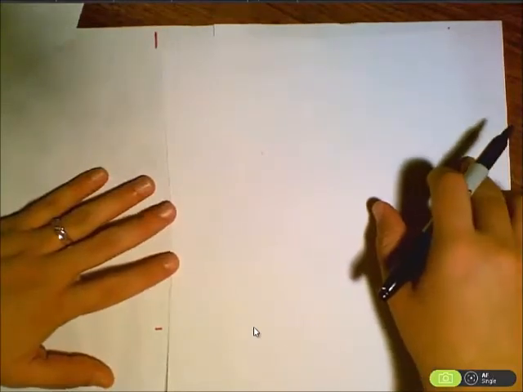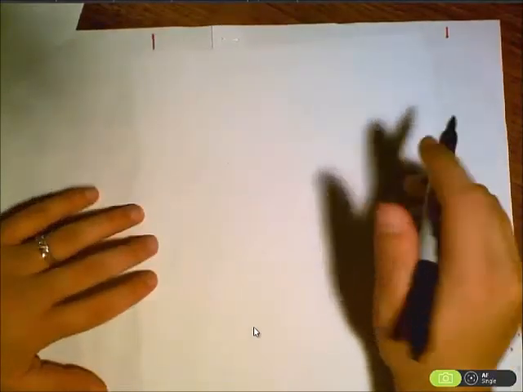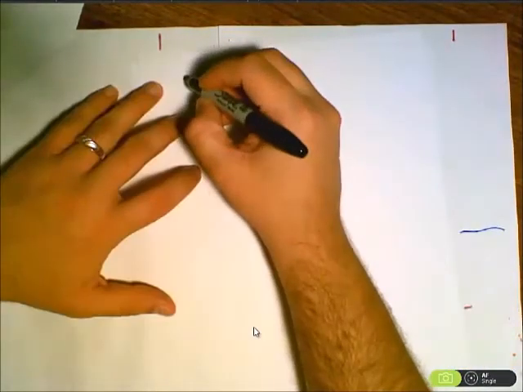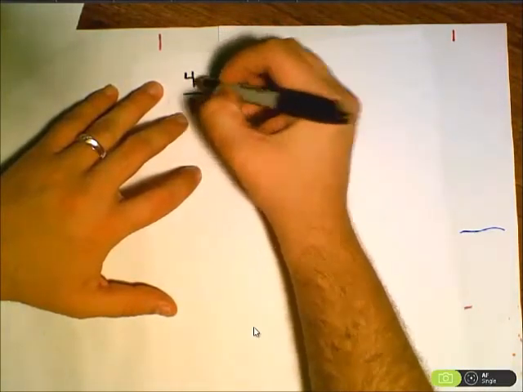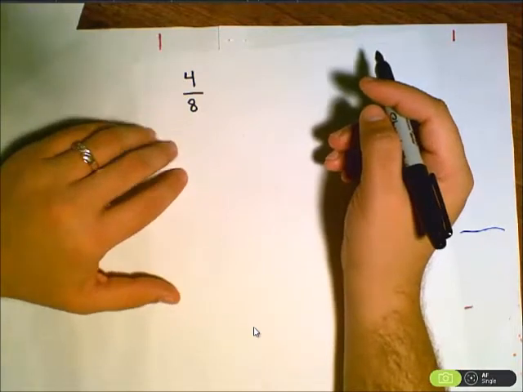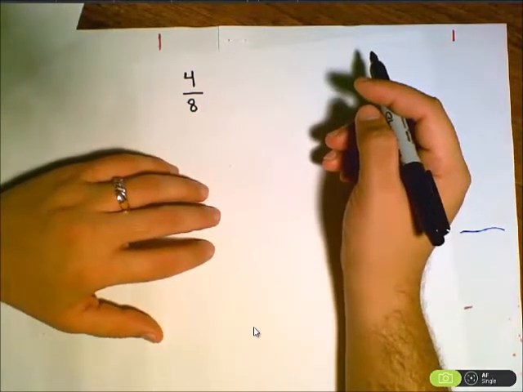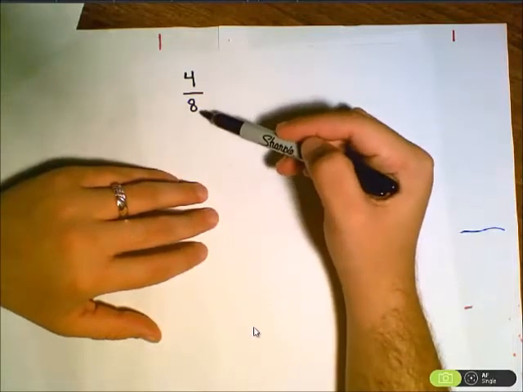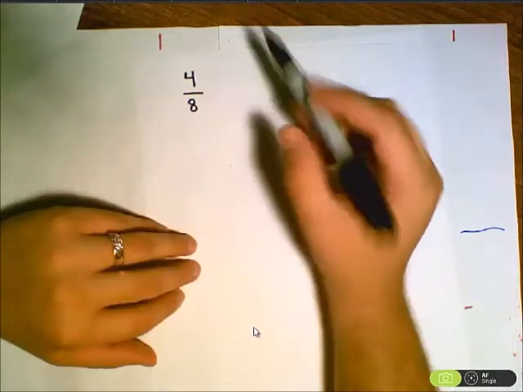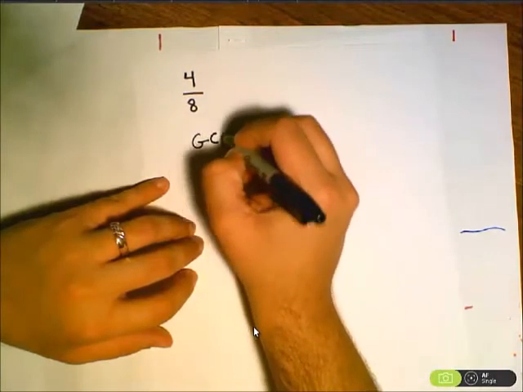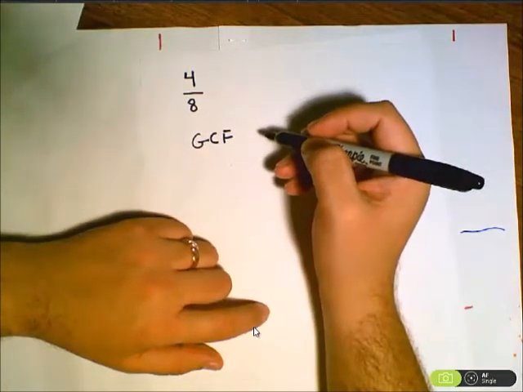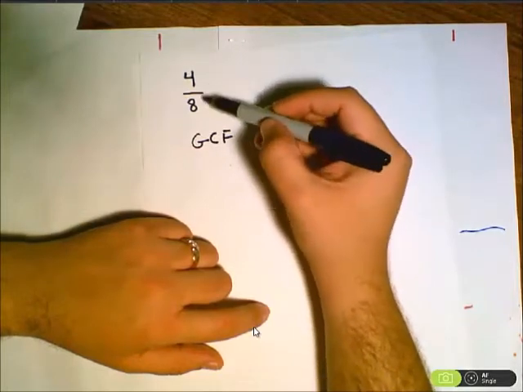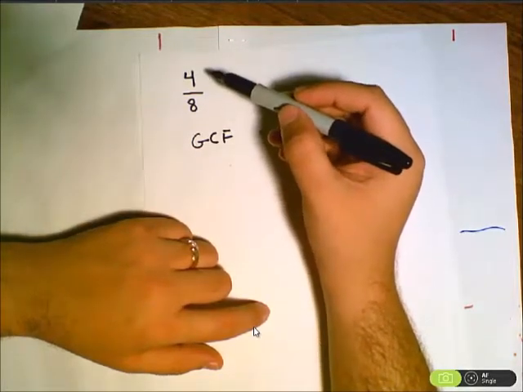Now in this example we're going to simplify a fairly simple fraction, which is going to be 4 over 8. Now what you want to do first is figure out which number can divide both 4 and 8. We will do that by finding the greatest common factor, or GCF. We do this by getting the prime factorization of both the denominator and the numerator. Let's take 4 first.